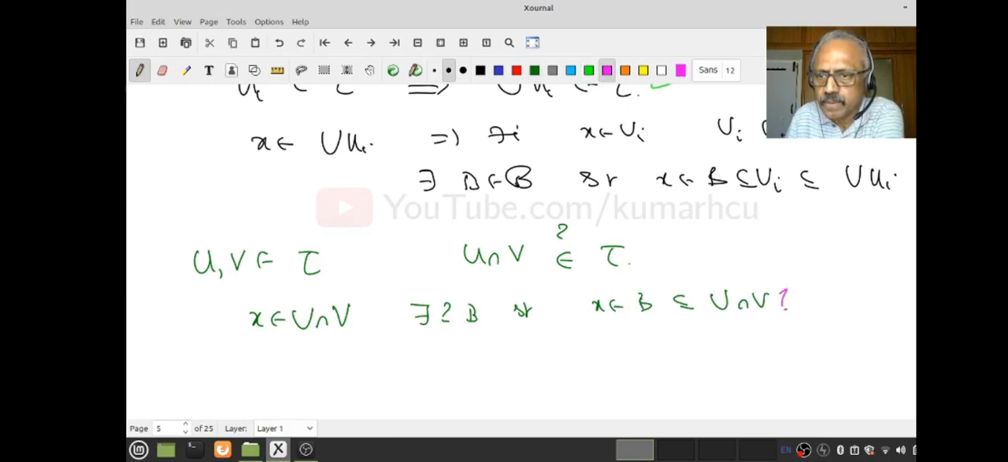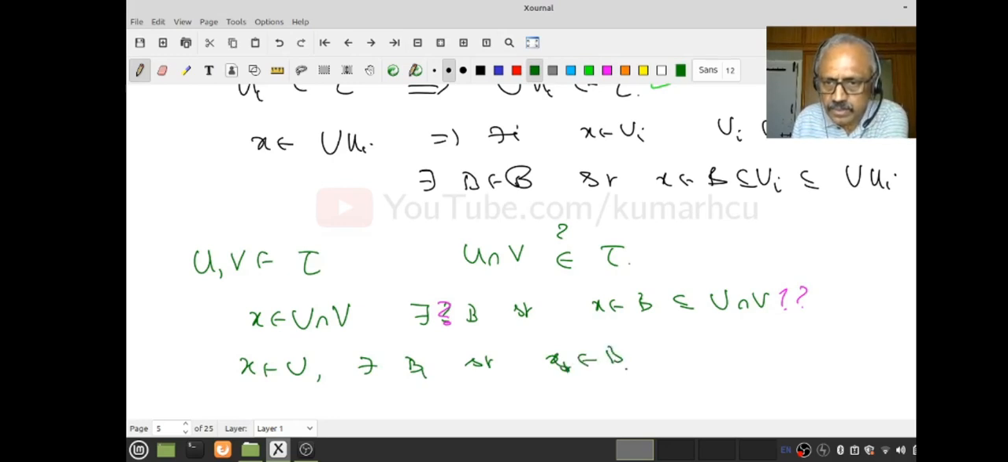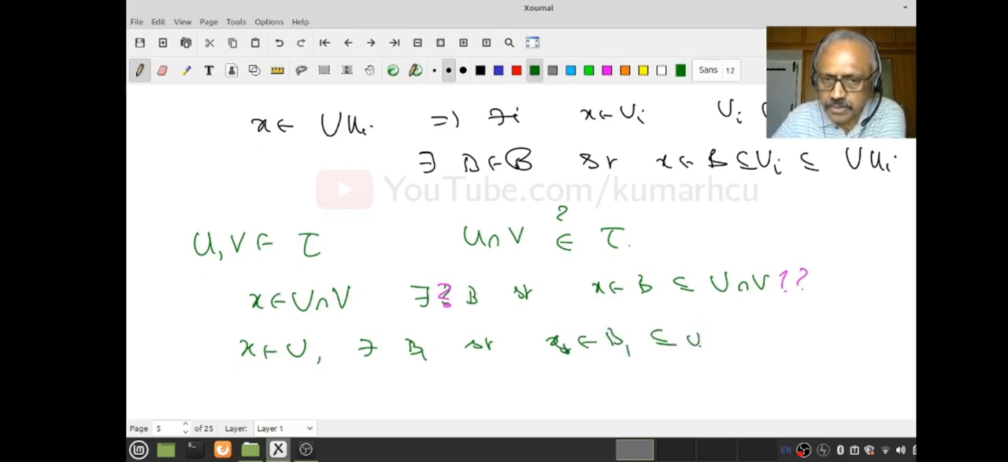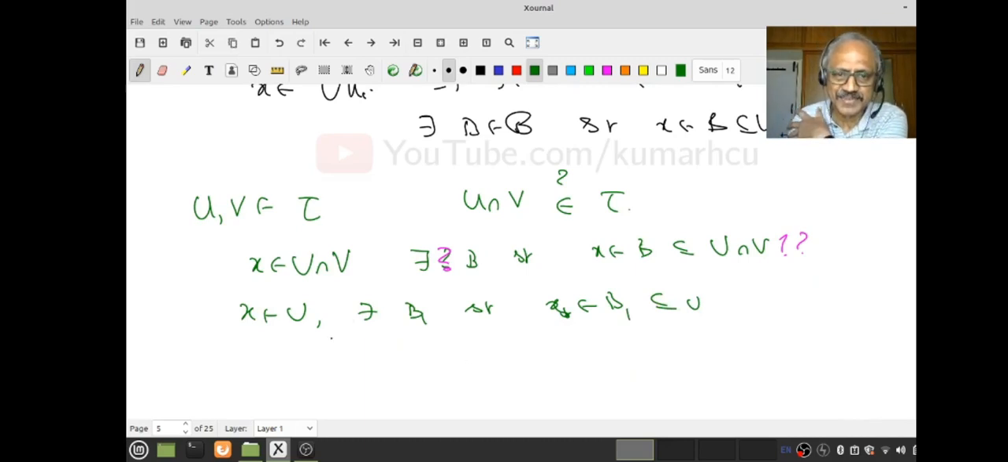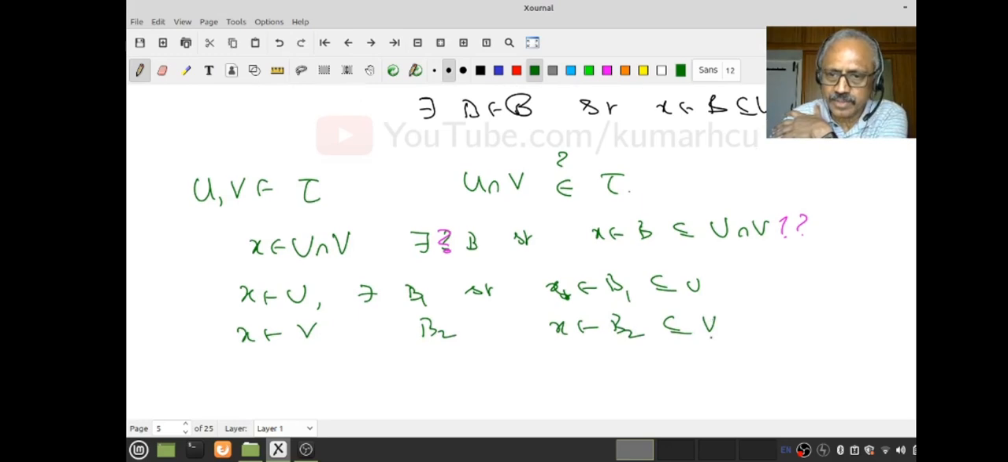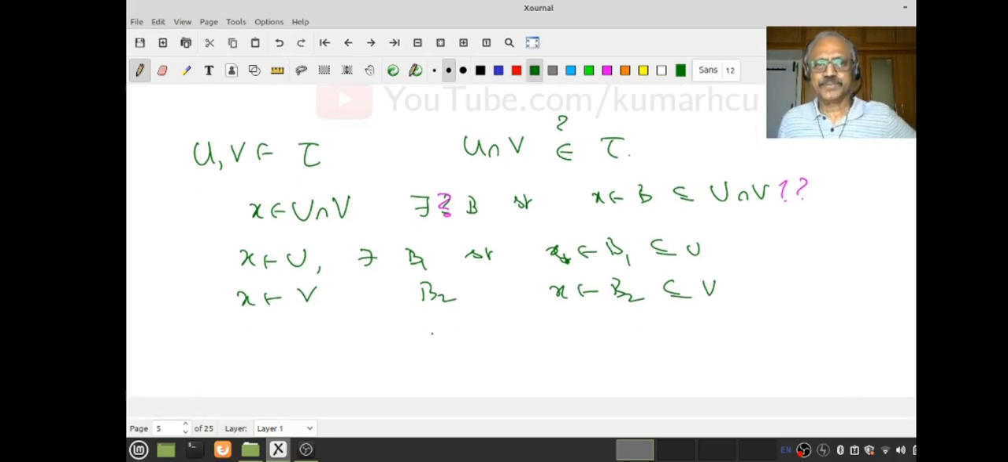This is what I have to find out. I have to do this, right? But remember, x belongs to U and U is in tau, what does it mean? There exists a B1 so that x belongs to B1 and B1 is contained in U. Now what do you think I should do next? I'm sure all of you know that, right? x belongs to V, there is a B2 so that x belongs to B2 and B2 is contained in V. Now how many of you can guess the proof, complete the proof now?